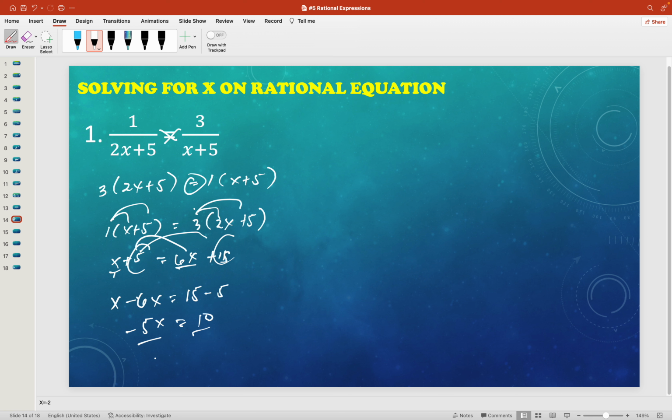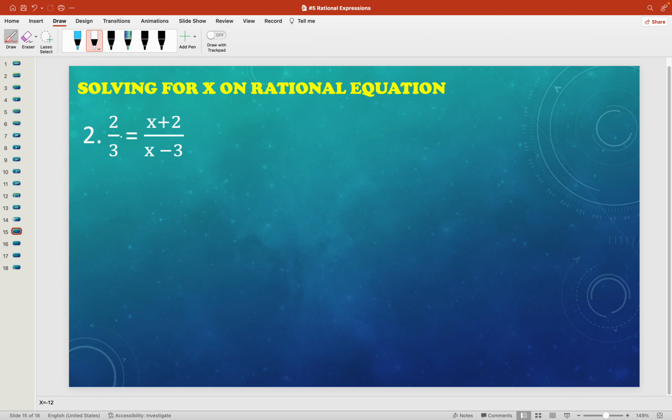To eliminate negative 5, divide both sides by negative 5. So x now is equal to negative 2. That is now the value of our x. Next, we have 2 over 3 is equal to x plus 2 all over x minus 3. Cross multiplication: we have 2 times x minus 3 is equal to 3 times x plus 2.